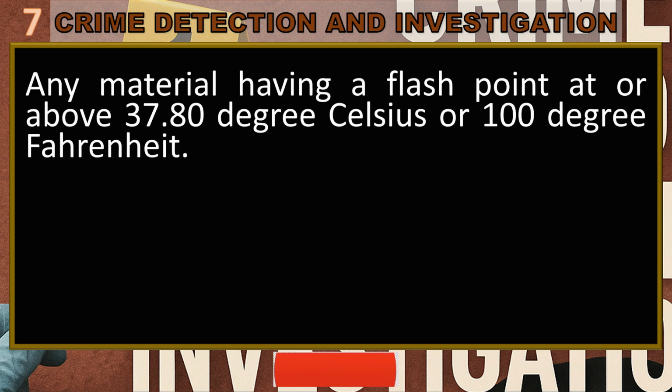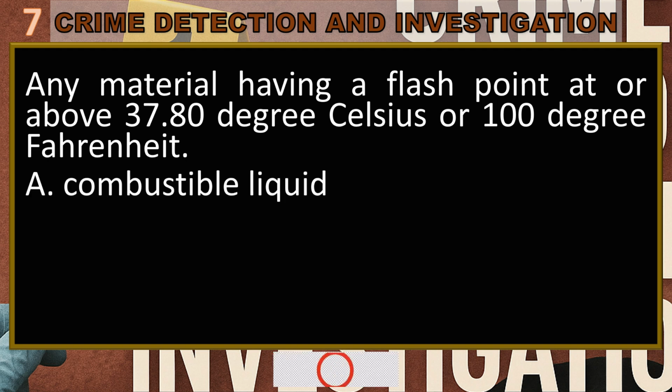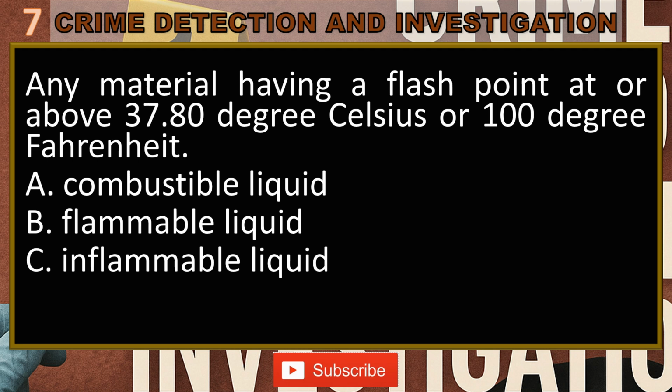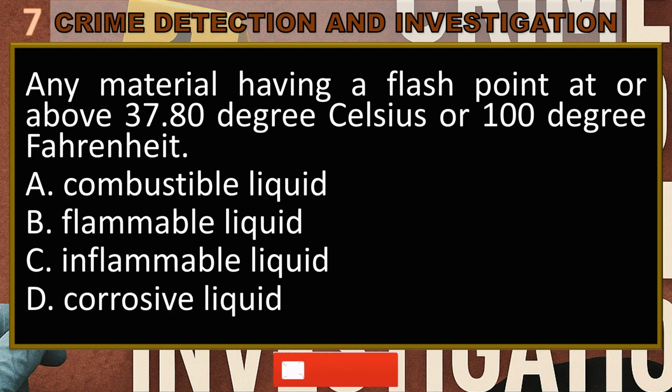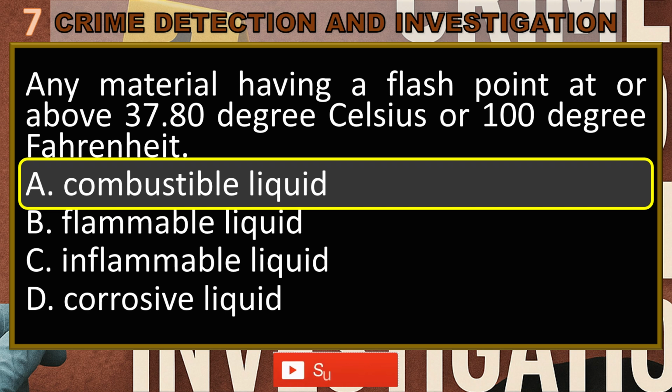Any material having a flash point at or above 37.8 degrees Celsius or 100 degrees Fahrenheit. A. Combustible liquid. B. Flammable liquid. C. Inflammable liquid. D. Corrosive liquid. In the next 5 seconds, select the best response from the available options. 5, 4, 3, 2, 1. Correct answer, A. Combustible liquid.